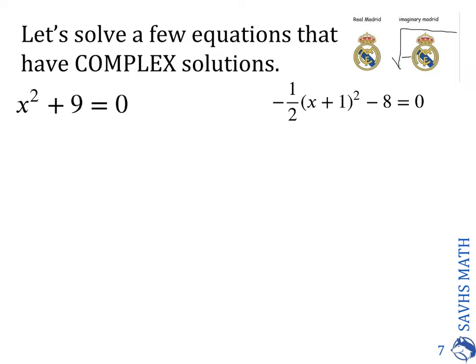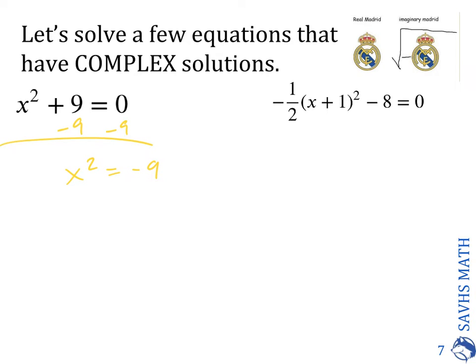Okay, so I'm going to do a couple of examples, and in the middle of the examples, you're going to have to try a couple of these, but let's try to solve some equations that have complex solutions. So let's start with this one. What I'm going to do is start by subtracting 9 from both sides, and I'm going to end up with x squared equals negative 9.